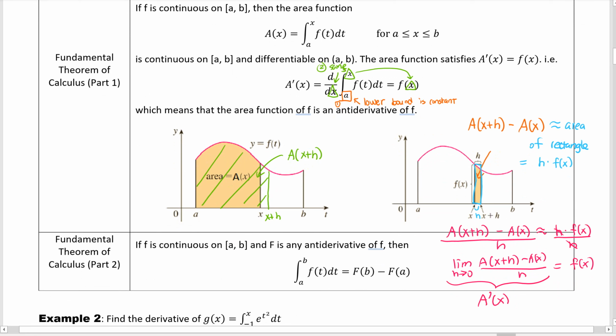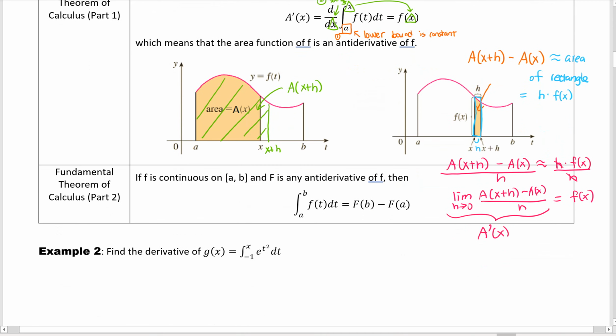The definition of the derivative is the limit as h goes to 0 of A of x plus h minus A of x over h. So we have shown that the derivative of the area function equals f of x. That is the Fundamental Theorem of Calculus part 1. It says that the area function is an antiderivative of f.